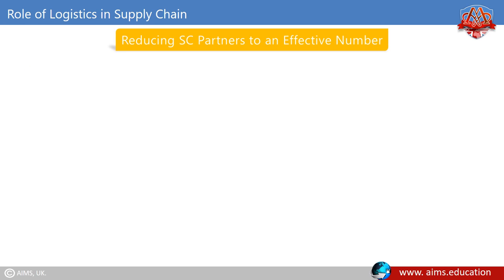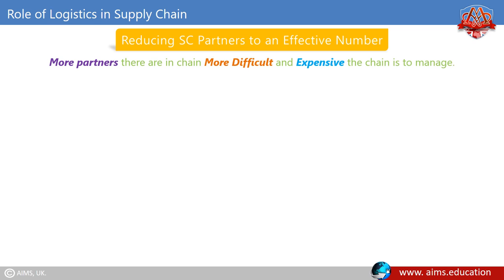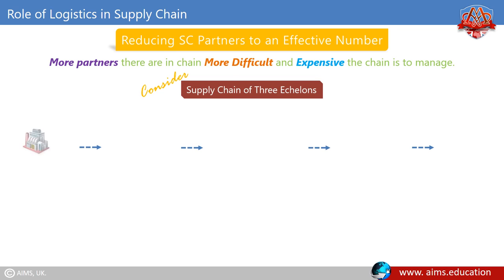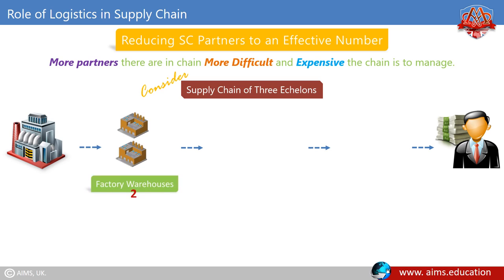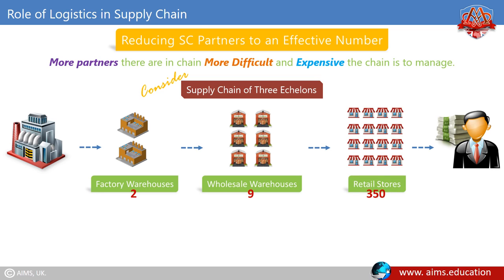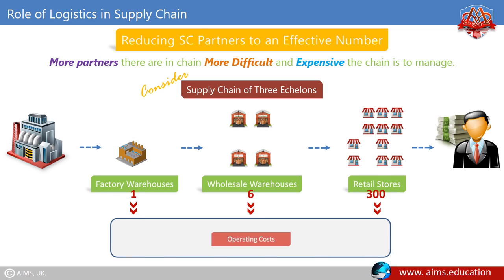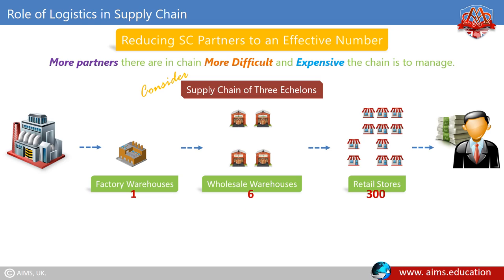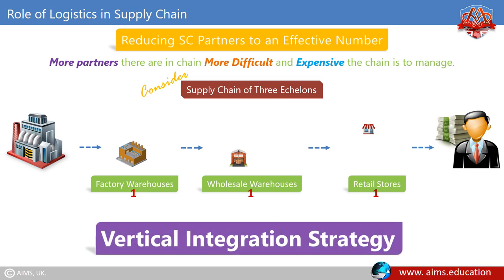Reducing supply chain partners to an effective number. The more partners there are in the chain, the more difficult and expensive the chain is to manage. Consider a supply chain of 3 echelons between factory and customers: 2 factory warehouses, 9 wholesale warehouses, and 350 retail stores. Reducing the number of partners reduces operating costs, cycle time, and inventory holding costs. When considering reducing the logistics partners, look for an entire echelon, such as all the wholesale warehouses or factory warehouses. But if you eliminate all partners, you would be back to the vertical integration strategy.